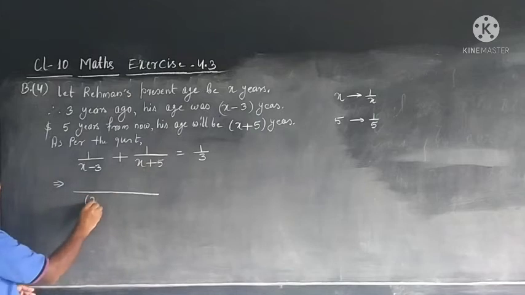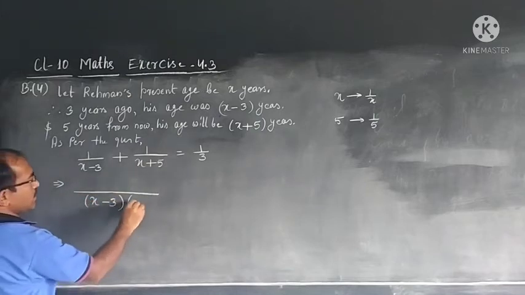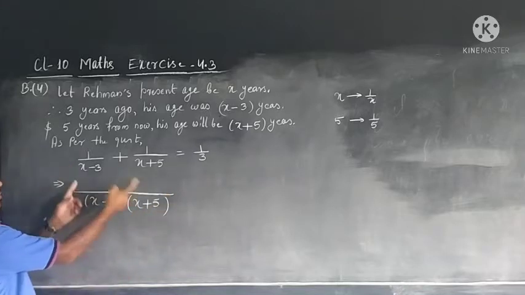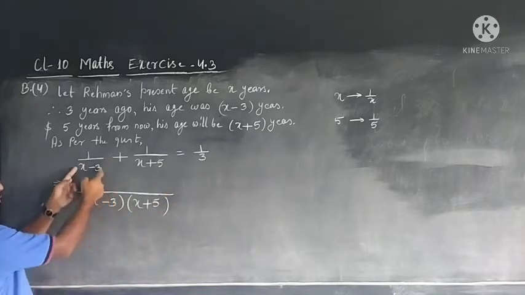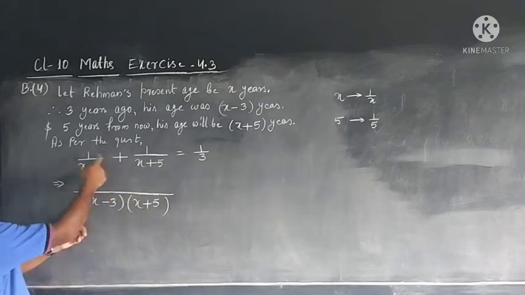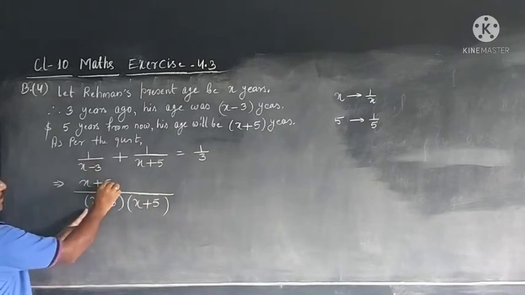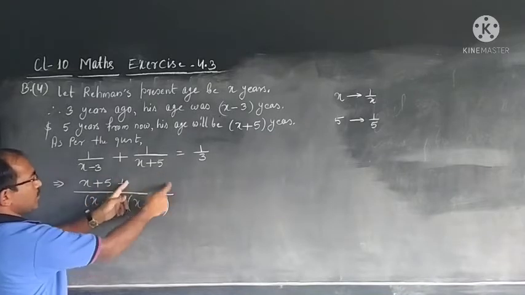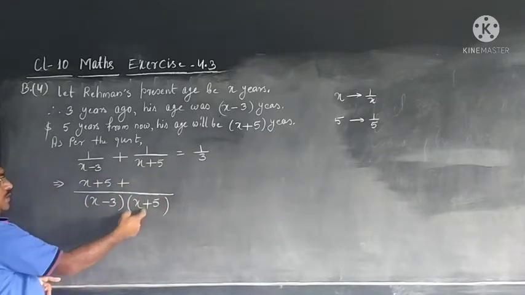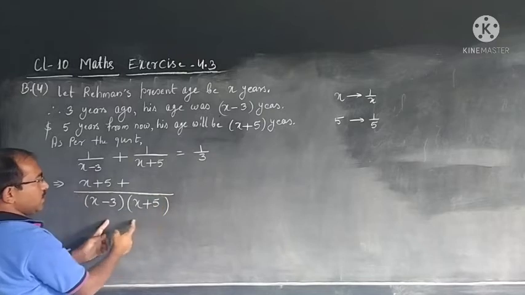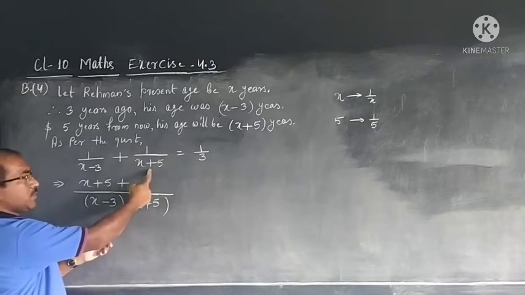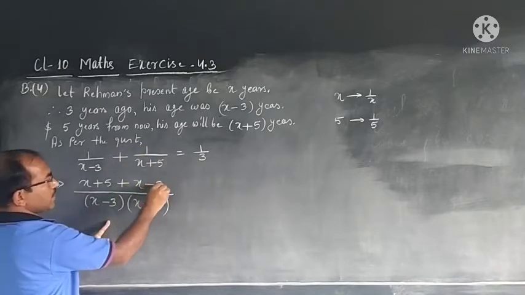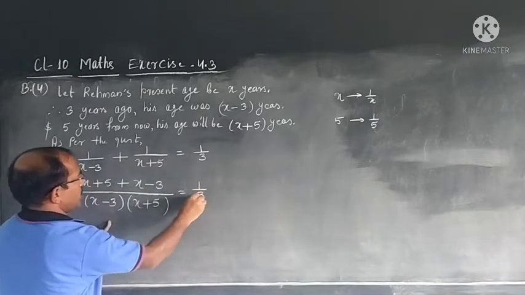We will take the LCM, like in the question you have done, x minus 3 into x plus 5. You already know this LCM will be divided by each denominator, and the same thing will be cancelled. So, x plus 5 into 1 will be x plus 5. This is plus only, so we are not using a bracket. If minus comes, we will use a bracket, remember. Now x plus 5 is cancelled when we divide this LCM by the denominator x plus 5. It is gone. x minus 3 into 1 is x minus 3, equal to 1 by 3.